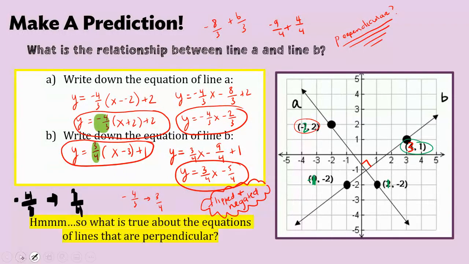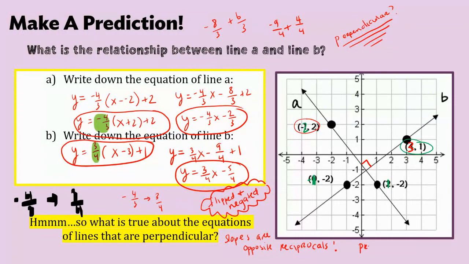Interesting. Maybe you remember that. What is true about equations of lines that are perpendicular? Their slopes are flipped and negated. Slopes are, I'm going to give it a more fancy word, they're called opposite or negative. I like the word opposite because if it's negative, it becomes positive. If it's positive, it becomes negative, right? So it just becomes the opposite sign, opposite reciprocals. So this is kind of an interesting one.